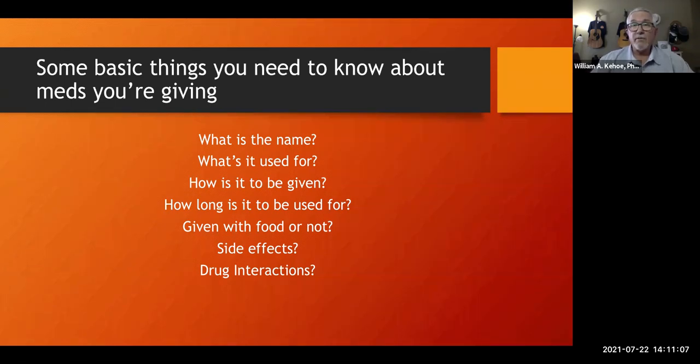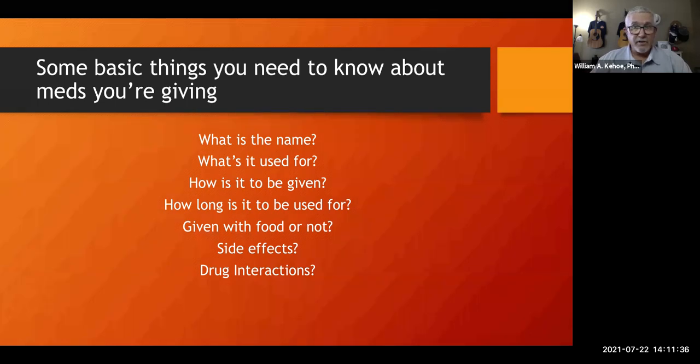One of the problems that we run into in long-term care situations is that medications get added to a profile for a specific issue. The issue may resolve and the medication may be left on the profile and the person keeps taking it forever. So we need to talk about how long it is going to be appropriate to use this drug. Give with food or not? It's another big question that pharmacists get all the time. And a little bit about side effects and drug interactions.